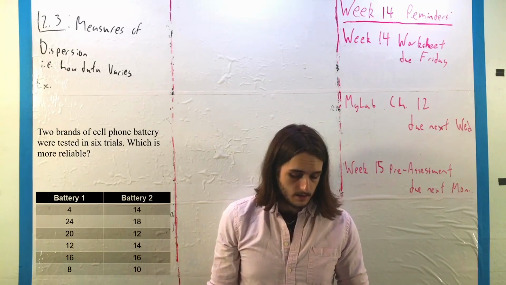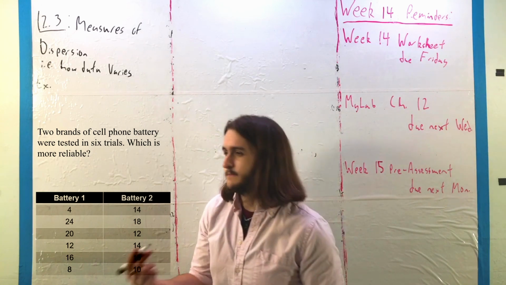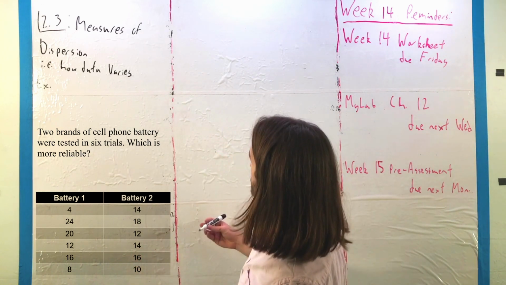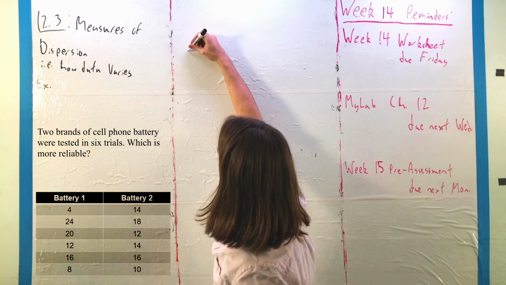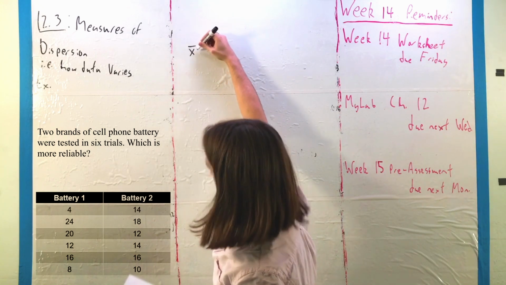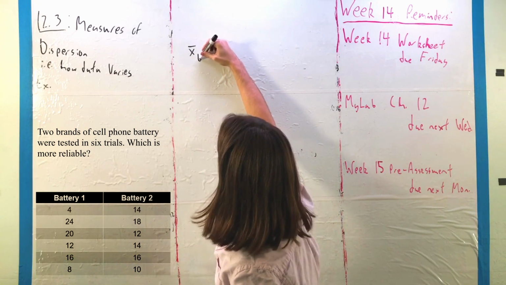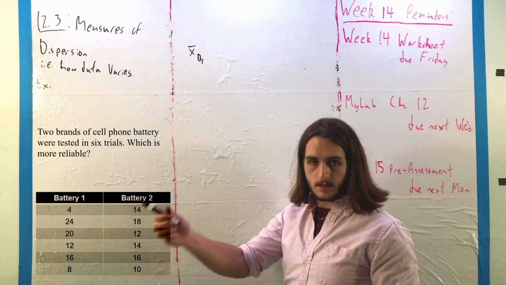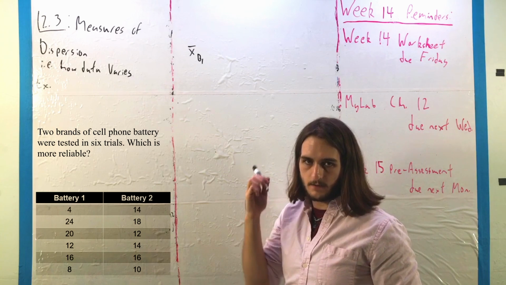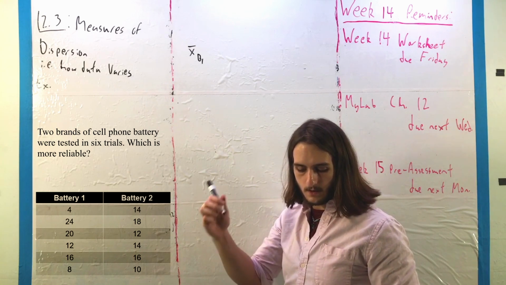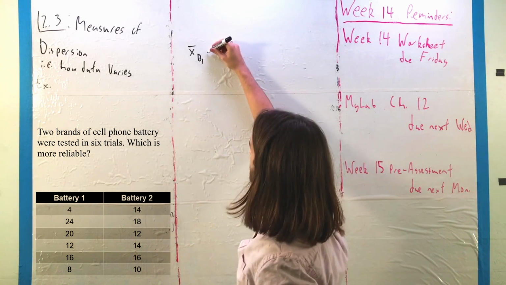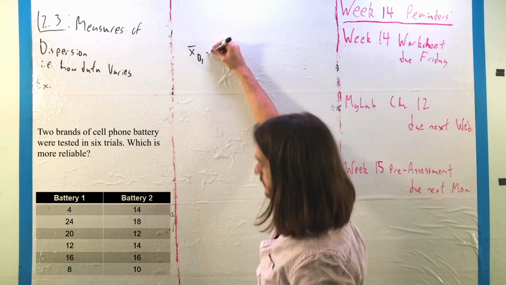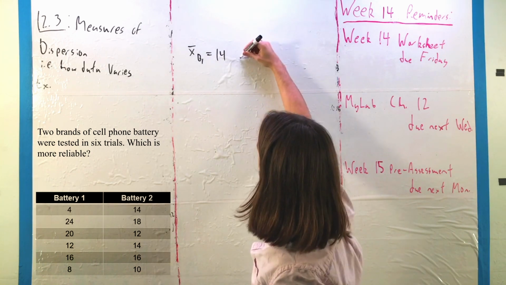Now, starting with this, we can consider the mean values. Well, for our first one, look at the mean of battery 1. We would take the sum of all of those battery lives, 4, 24, 20, 12, 16, and 8. Divide that by 6, and you get a mean of 14.